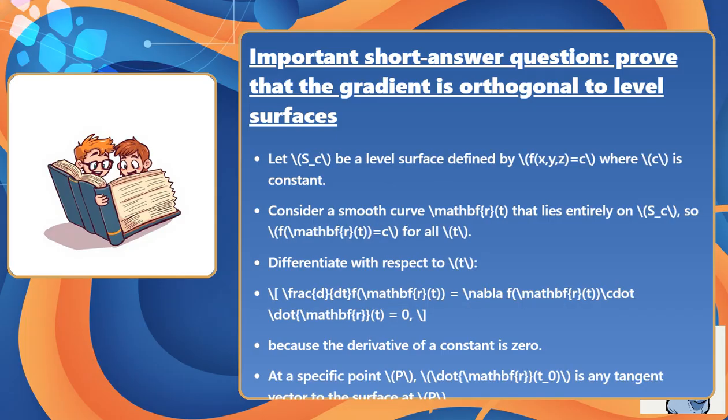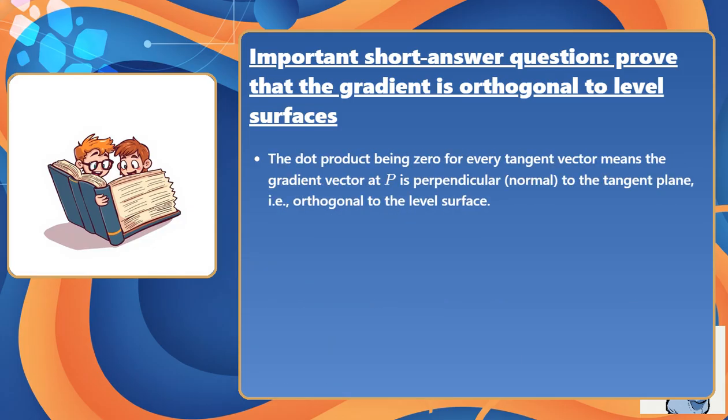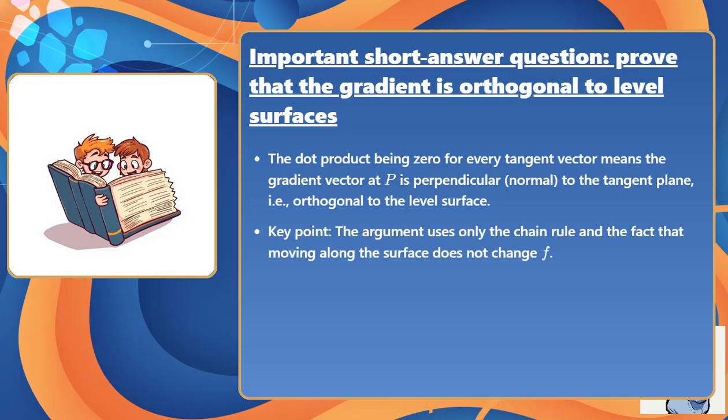At a specific point P, r'(t_0) is any tangent vector to the surface at P. The dot product being 0 for every tangent vector means the gradient vector at P is perpendicular, normal to the tangent plane, that is, orthogonal to the level surface. Key point: the argument uses only the chain rule, and the fact that moving along the surface does not change f.